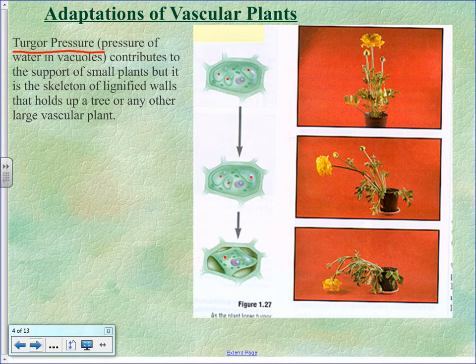Now, if I added water to that flower in the bottom picture, would it come back? Yep. A plant's not dead until it's crunchy, right? Then you're probably not going to rescue it. But if it's still a little bit green, you add some water to it, and it'll perk right back up. Those water vacuoles will fill up, they'll push against the cell wall again, and it'll stand up. So turgor pressure in combination with lignified cell walls holds up the really tall plants. The smaller plants don't have the lignin, they just rely on the turgor pressure.